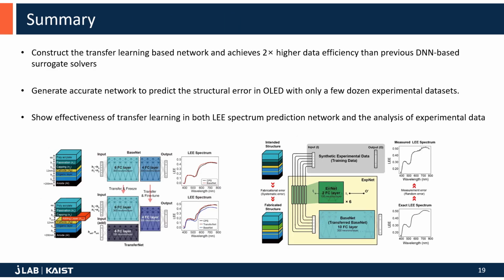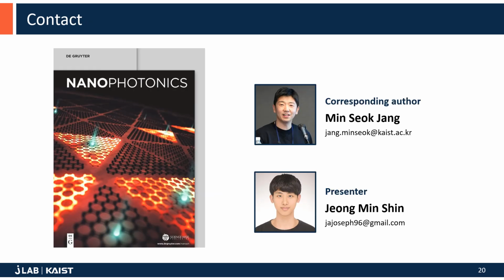In summary, we developed a transfer learning based prediction framework that achieves up to 2 times higher data efficiency compared to a conventional neural network. Moreover, with just a few dozen experimental samples, our model can reliably predict both LED spectra and structure fabrication errors. This approach provides a scalable, accurate, and data-efficient solution for the optical design of next-generation OLEDs and other nanophotonic devices. And thank you for listening.